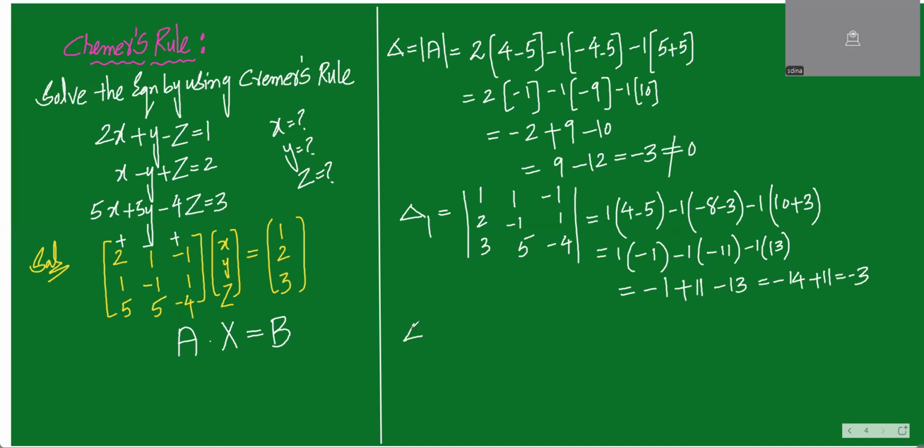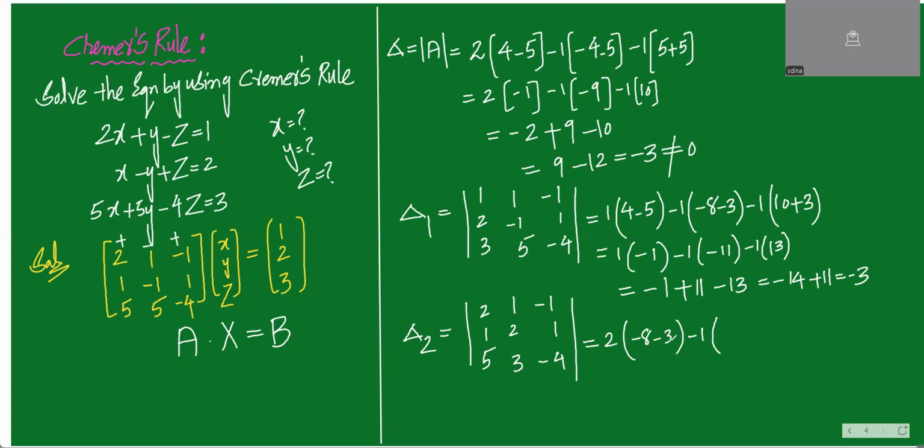After del 1, we go for del 2. Del 2 means only the second column we have to replace. The first one we don't want to disturb. The second one we replace with 1, 2, 3, and then minus 1, 1, minus 4. Again the rule is the same: plus, minus, plus. We take the corresponding column and row, minus 8, minus 3.